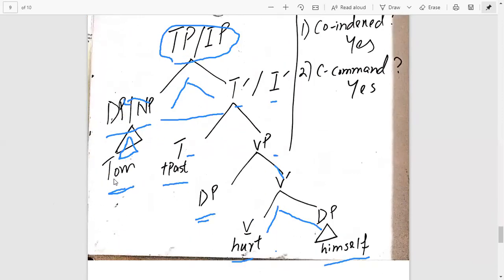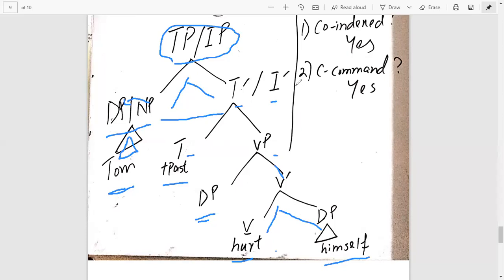So Tom co-indexes, or shows co-indexation, with himself here. So the first condition has been fulfilled. Yes, co-indexation is applicable here, right? So what about C command? You also discussed it.